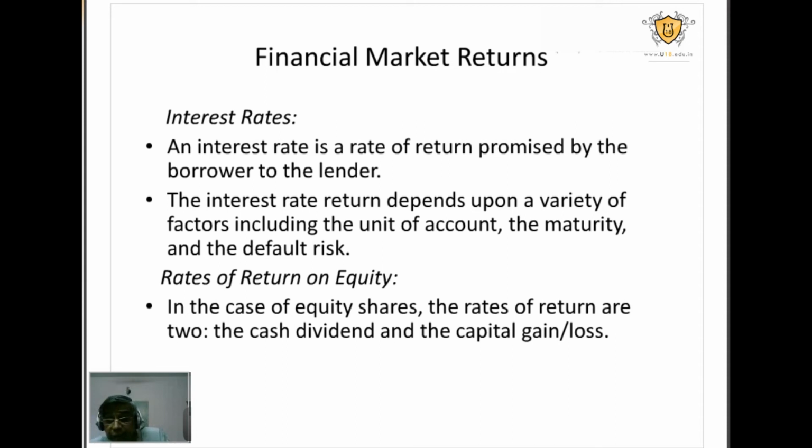Venkat, equity is unsecured. There is no security of equity. The only security you have is that after paying off everything else, if something is available, then it is there.